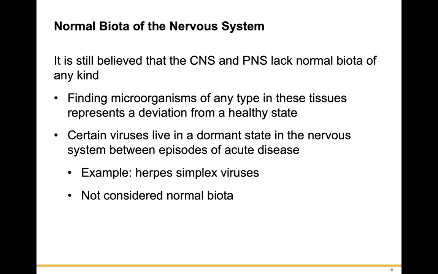Now, as far as normal biota of the nervous system, it has long been believed that the central nervous system and the peripheral nervous system are what we call sterile sites. They lack normal biota of any kind. Finding microorganisms of any type in these tissues represents a deviation from a healthy state. Certain viruses live in a dormant state in the nervous system between episodes of acute disease. For example, herpes simplex virus will live in the ganglia of the trigeminal nerve, or the sacral nerve if it's HSV2. And when it reactivates, that can lead to a particular outbreak, but it is not considered normal biota. These viruses that are in latency are not considered normal biota.